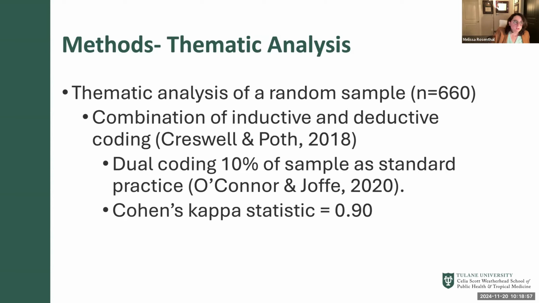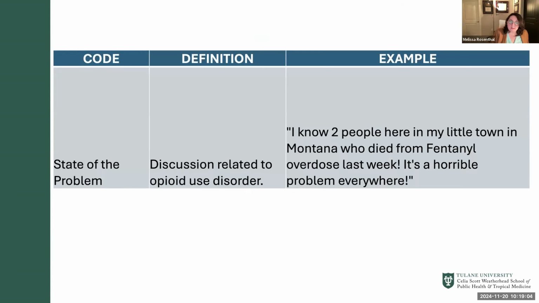And I'll take some time now to go through a few of them that we found in this phase of the research. We found quite a bit on state of the problem. So any sort of discussion related to the gravity of OUD and issues of pervasive drug use in one's community. "I know 2 people here in my little town in Montana who died from fentanyl overdose last week. It's a horrible problem everywhere." And this post is quite representative of the many that we found talking about the pervasiveness of drug use globally.